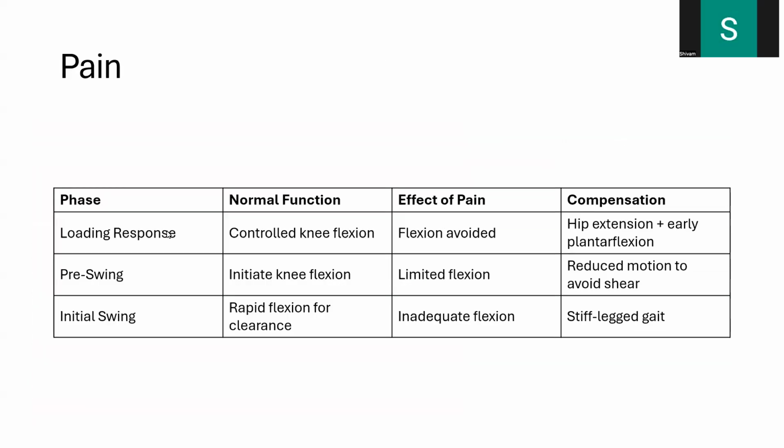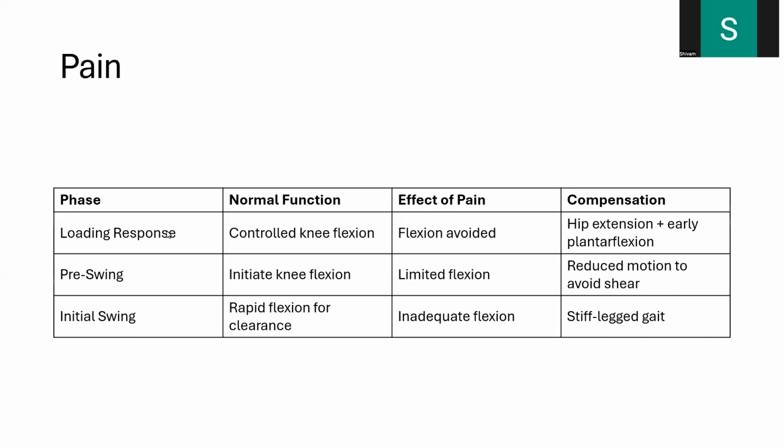Coming to another pathology, just pain. Knee pain because of any intrinsic joint pathology causes avoidance of rapid knee motion. Any pathology, including arthritis or any other causes, matters here, because in loading response we want a controlled knee flexion, but because of pain this flexion is avoided. So the goal is to reduce the shear and compressive forces on a painful knee. So the patient avoids knee flexion using substitutions similar to quadriceps weakness.